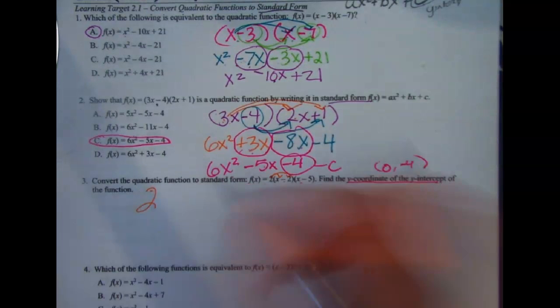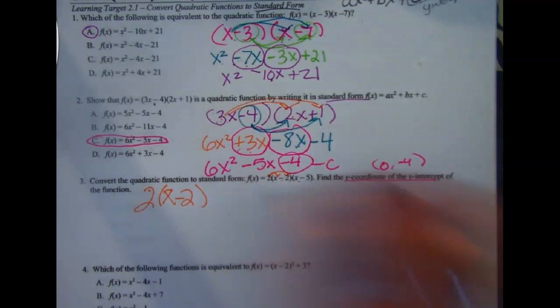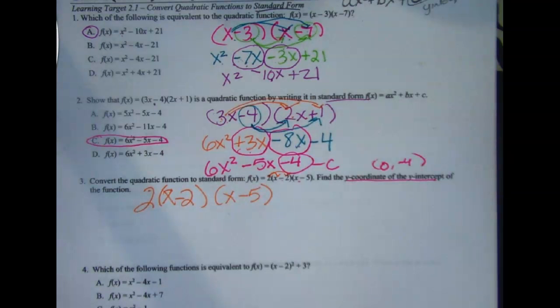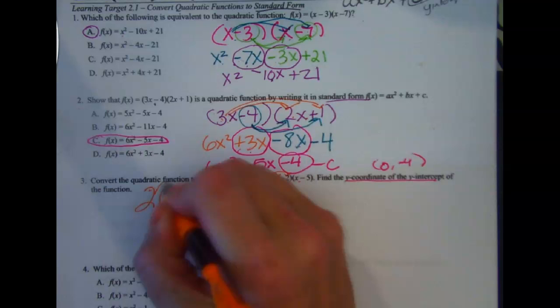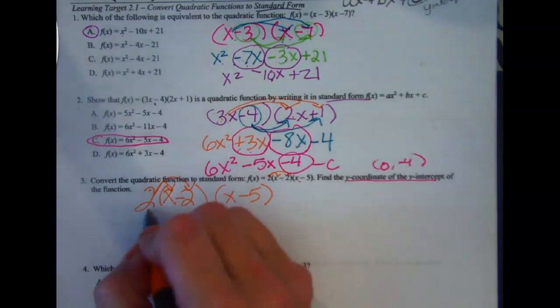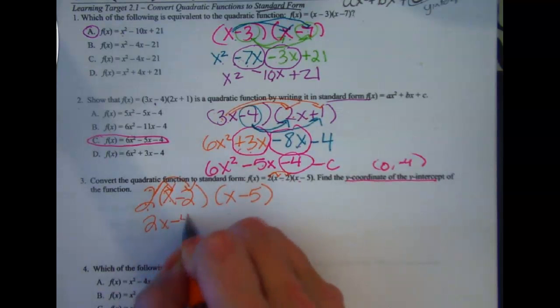So I'll write it bigger so we can see it. It says 2 times x minus 2, and then it's x minus 5. So I just rewrote it so we could see it bigger. Now remember, when there's something on the outside, I actually have to distribute that before we can even do anything else. So this is 2x, and then 2 times -2 is -4.